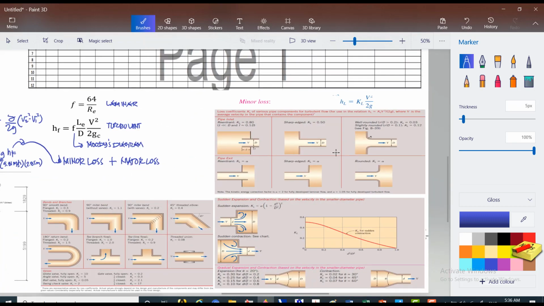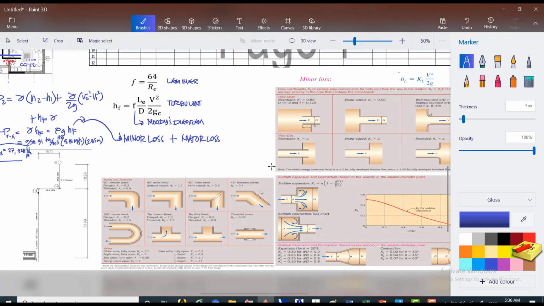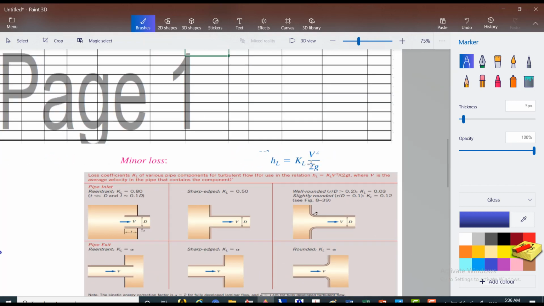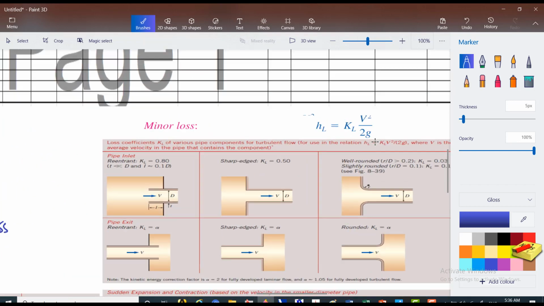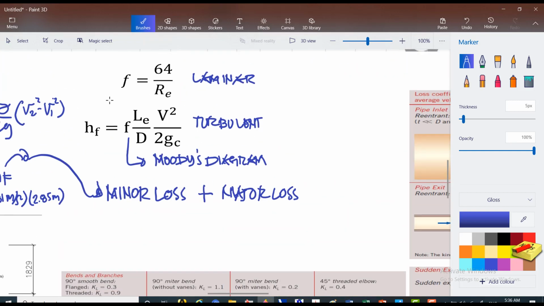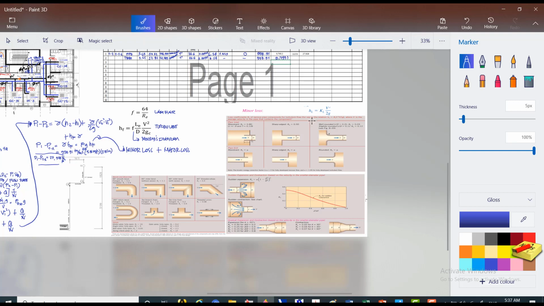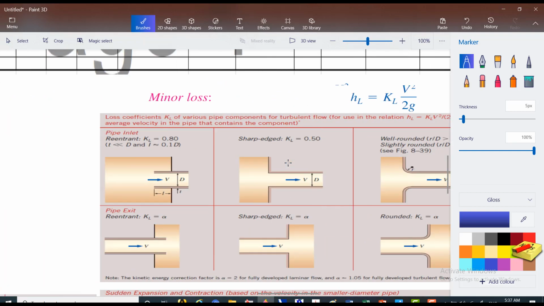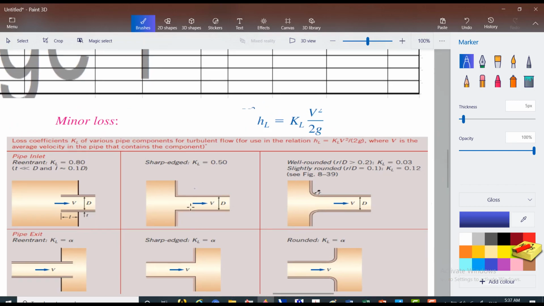Okay, so minor loss will be expressed as this equation: KL times velocity squared divided by 2g, so divided by 2 times the gravity. Then our major loss is the Darcy-Weisbach equation for the length of pipes. Now for the value of KL, we can get it here.